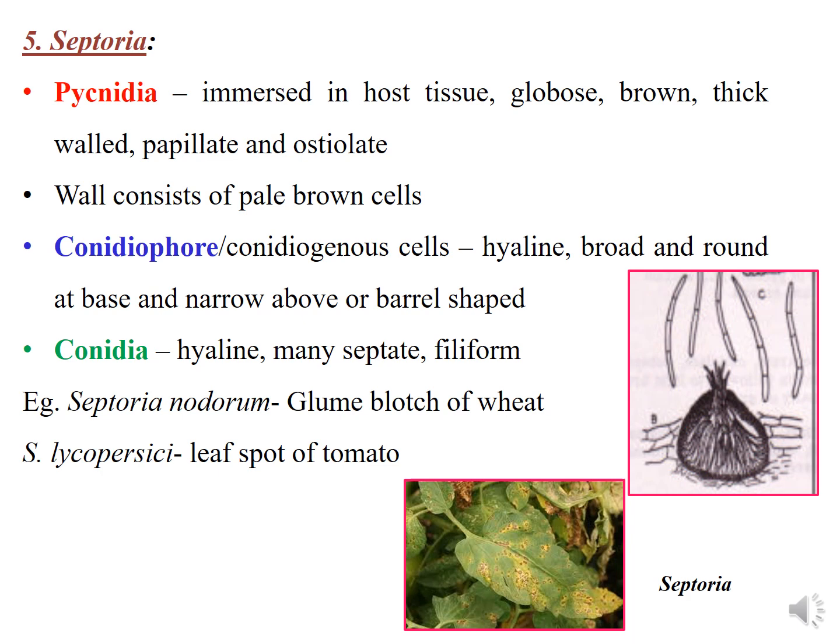That is, at the base it is round in shape, and at the top it is barrel shaped, that is narrow. And here in Septoria, conidia are septate. Before that, what we saw in Phoma and Phyllosticta were aseptate conidia, but here in Septoria, the name itself indicates that septa are present in the conidia, and conidia are filiform. Here in this picture you can see septation in the conidia, which are filiform, that is sickle shaped. Examples are Septoria nodorum, which causes glume blotch of wheat, and Septoria lycopersici, which causes leaf spot of tomato.